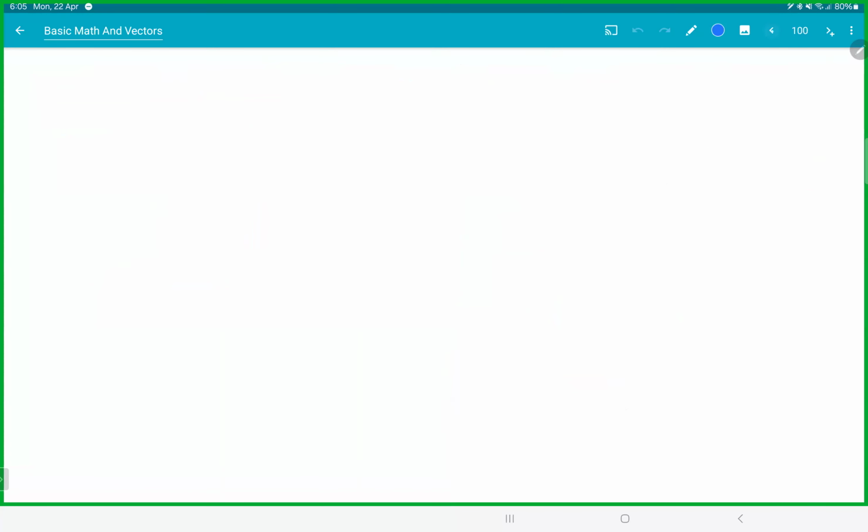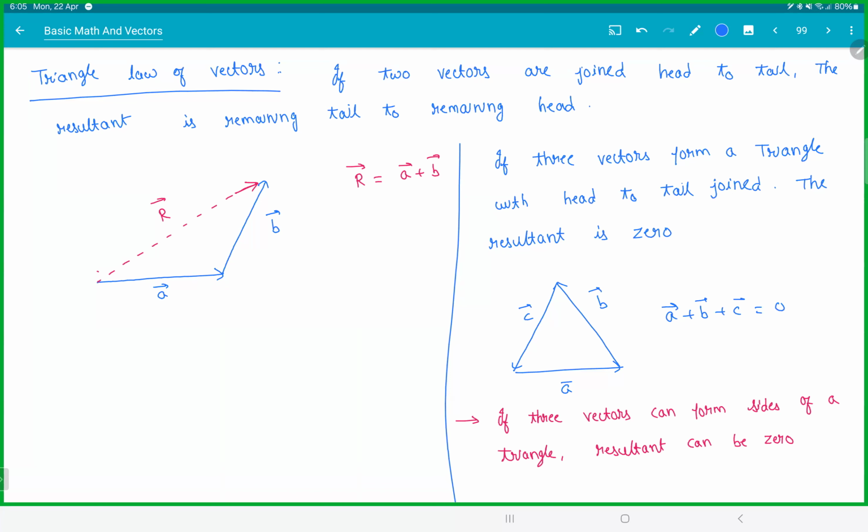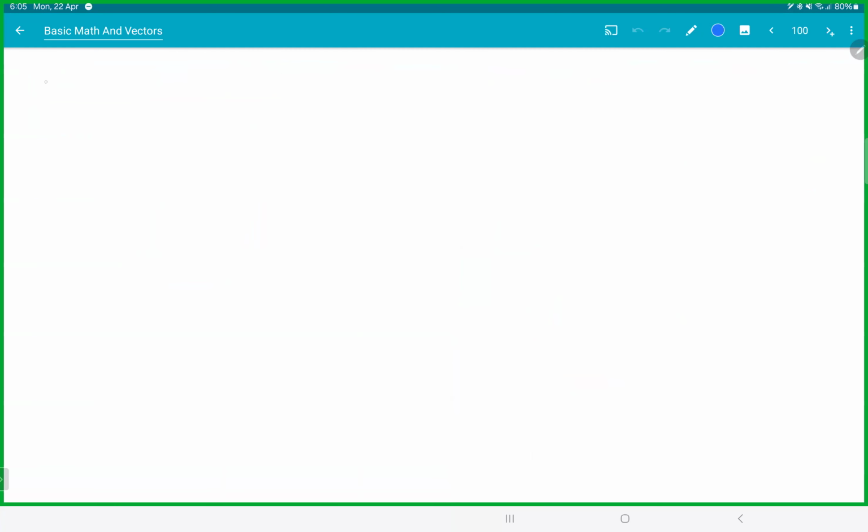Right. Then next thing. Everyone clear with this thing? Next thing, angle between vectors. This is one thing, be careful.